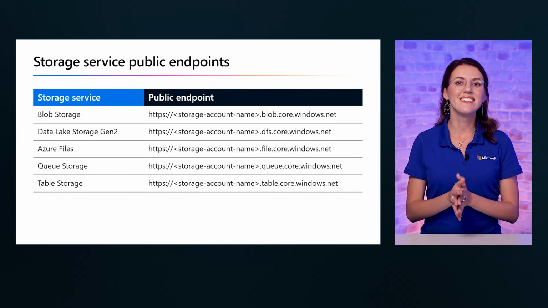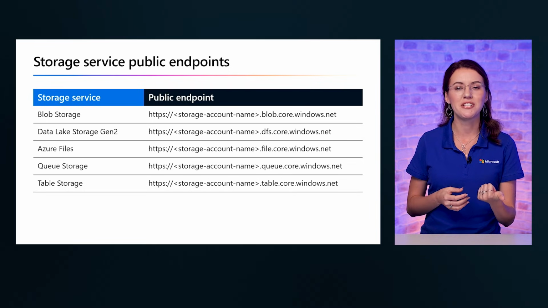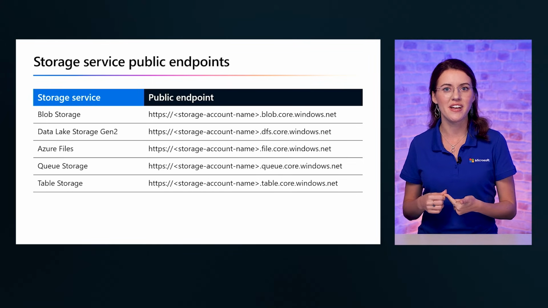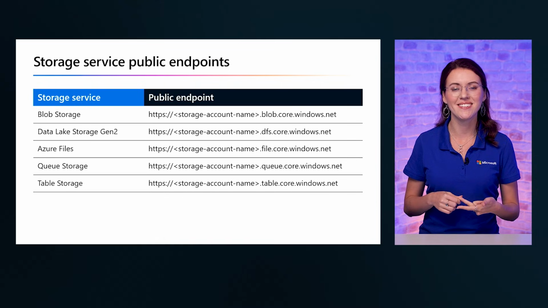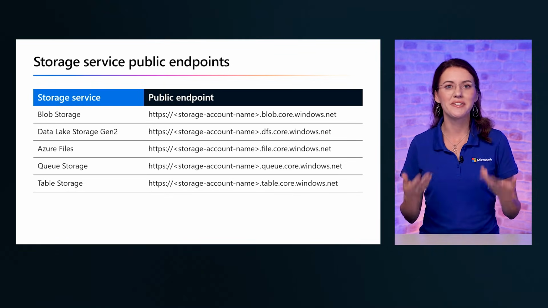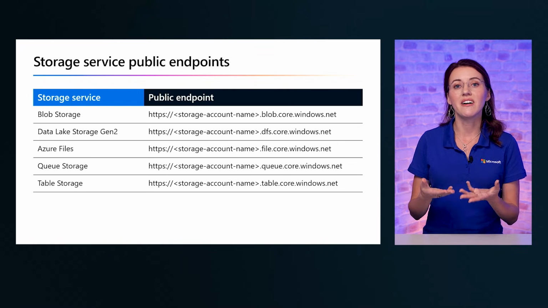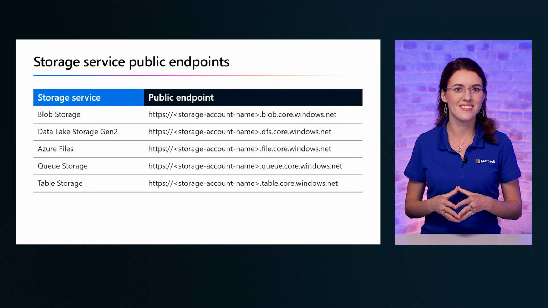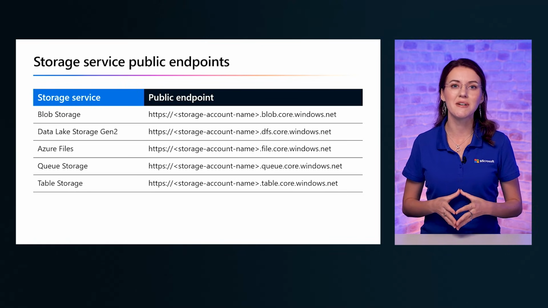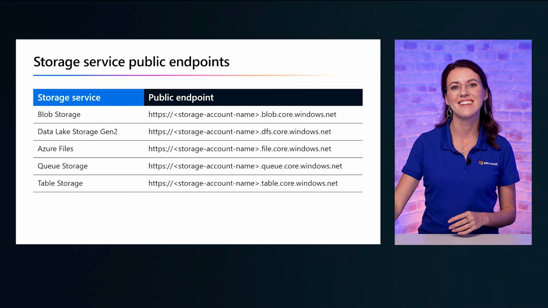On the slide, you see the public endpoints of storage services: Blob Storage, Data Lake Storage Gen 2, Azure Files, Queue Storage, and Table Storage. Your storage account's flexibility doesn't stop there. It's also equipped with different access tiers, tailored to accommodate a variety of data storage scenarios.